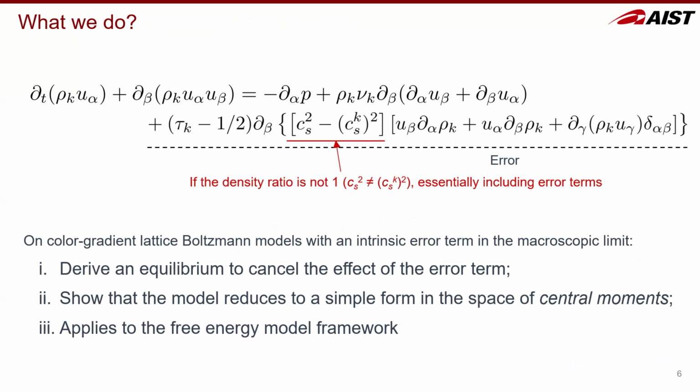Here, what we do is to improve on the effect of these error terms. We derived an equilibrium distribution function to cancel the effect of the error term, and show the model. The developed model reduces to a simple form in the space of the so-called central moments, different from the phase space usually used in the lattice Boltzmann method. And finally, we applied this kind of equilibria to the free energy lattice Boltzmann model.